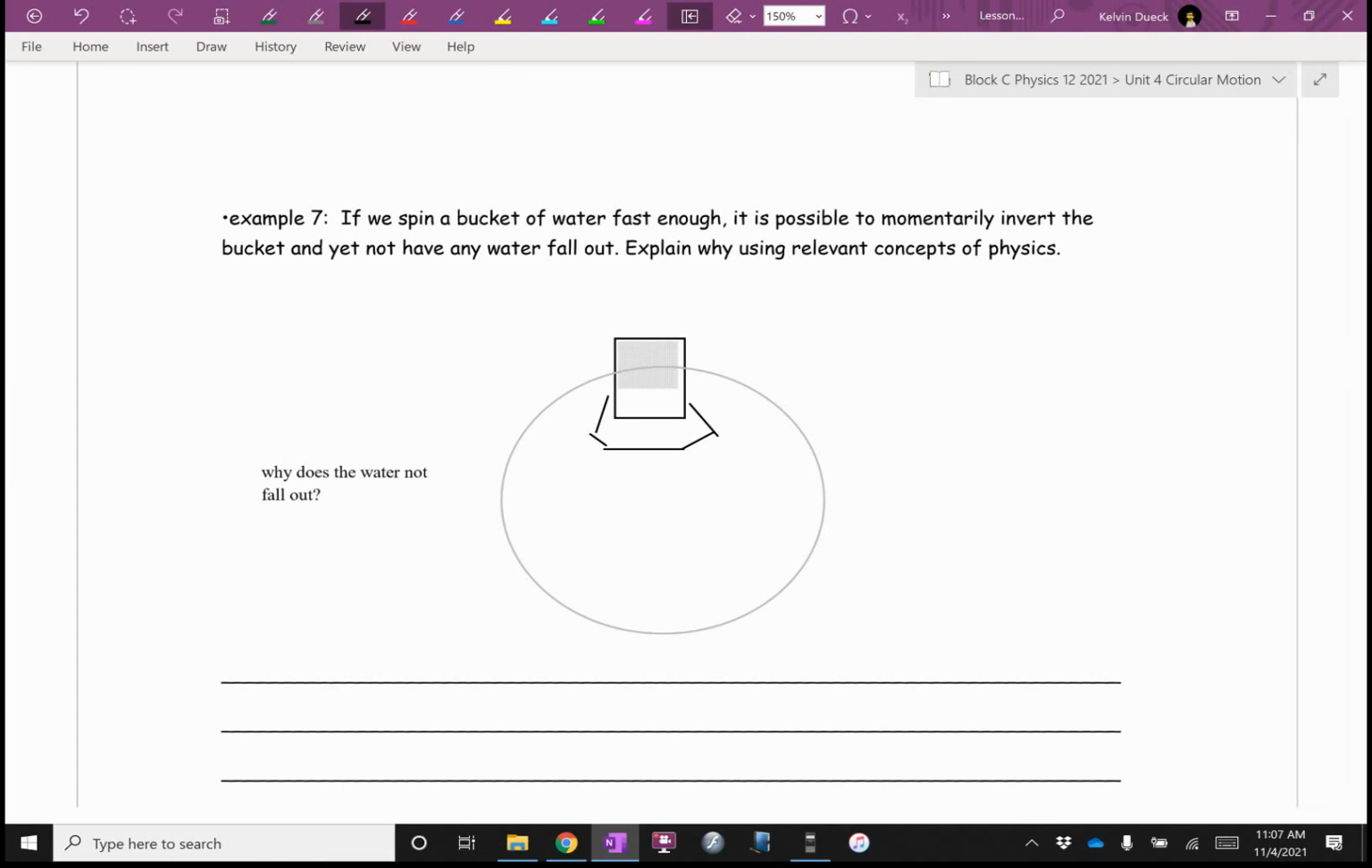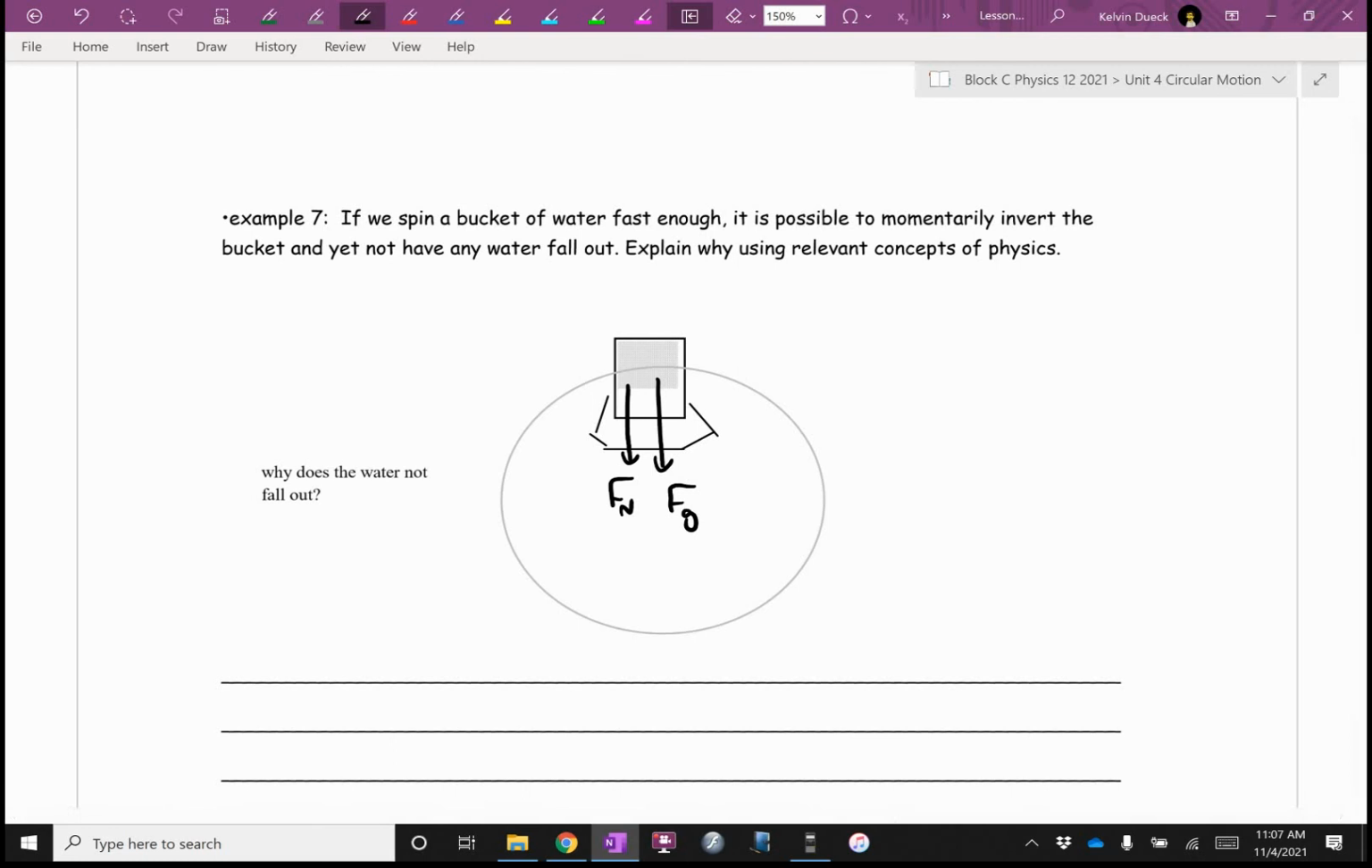What might this be a good job for? Let's draw a free body diagram on the water. What are the forces acting on the water? Get the obvious one. What else? I think we'll call it a normal force. Fn and Fg. Usually I write mg.